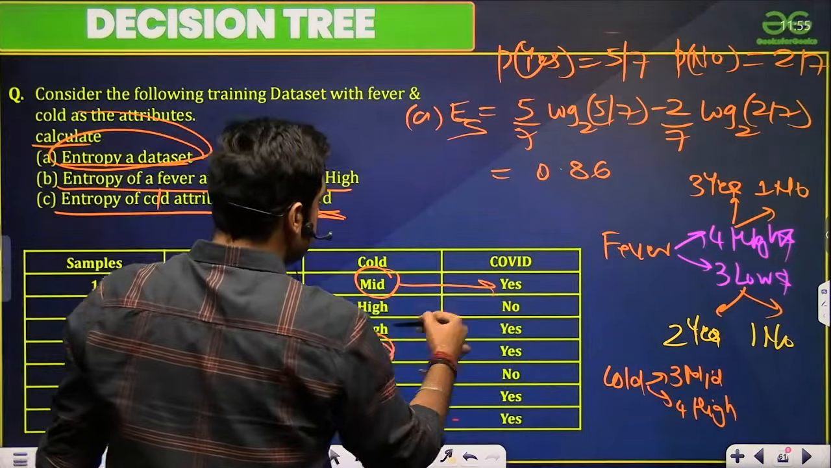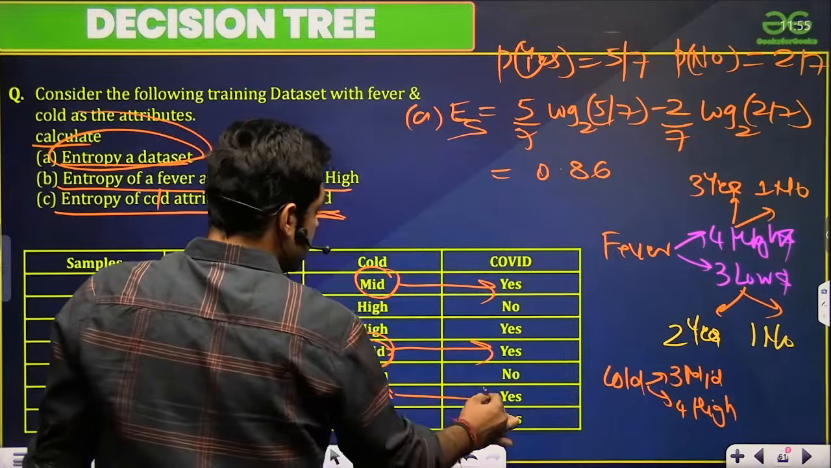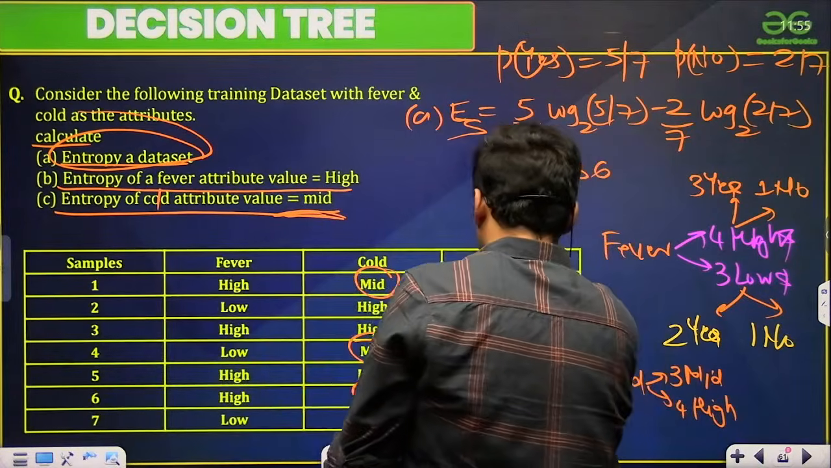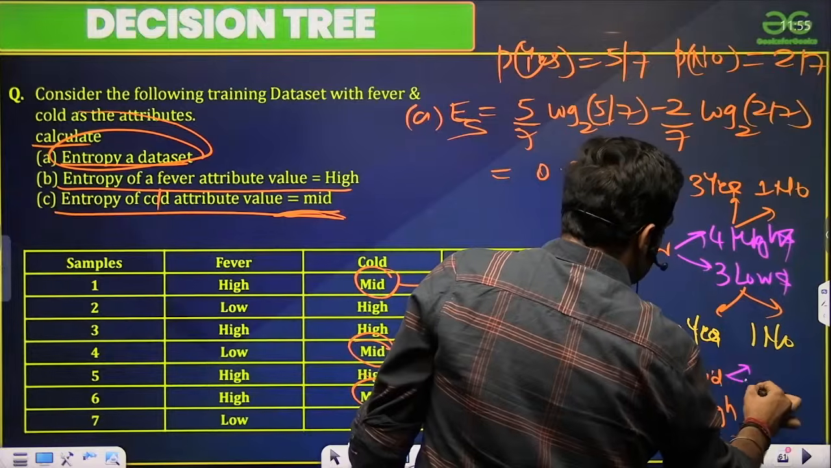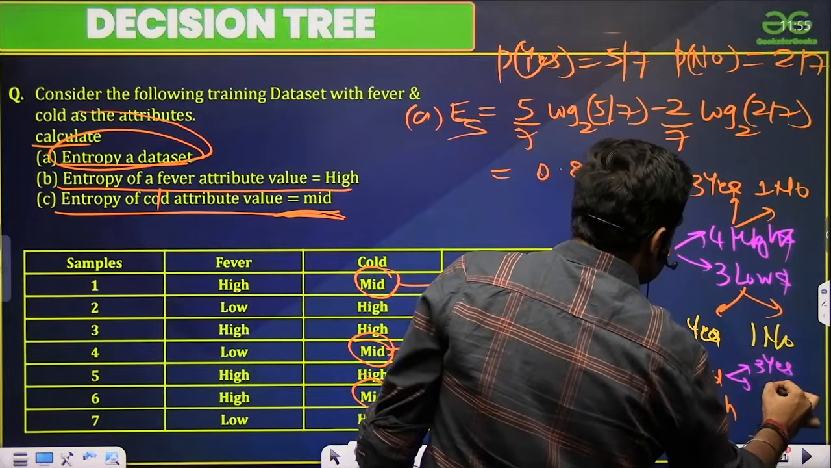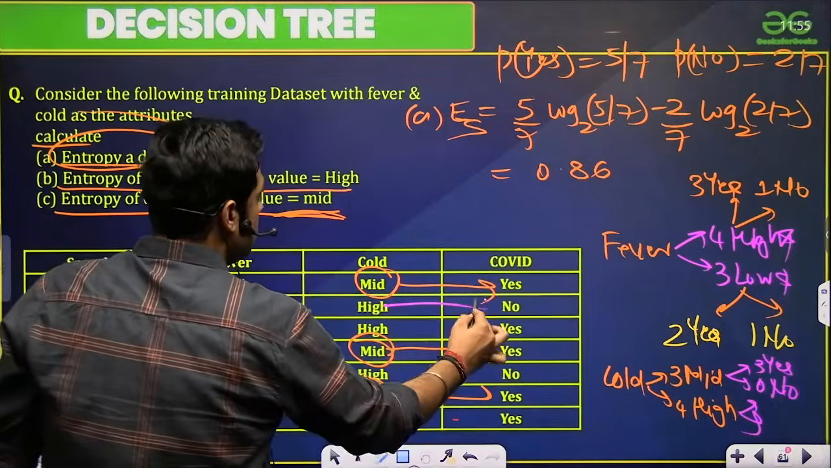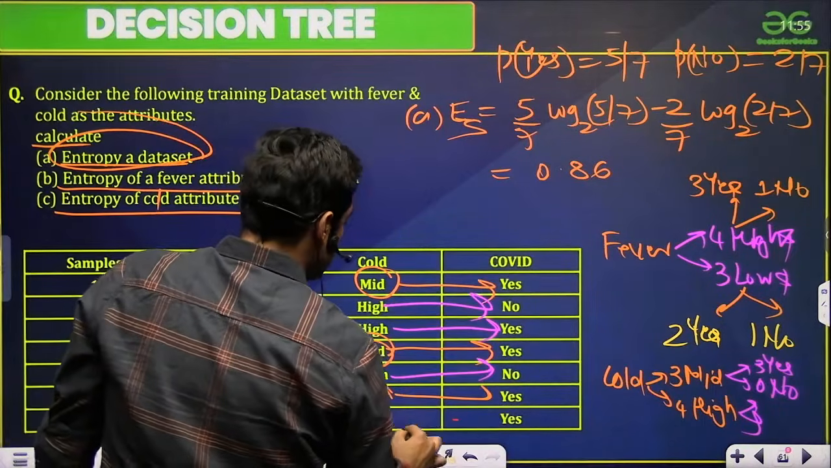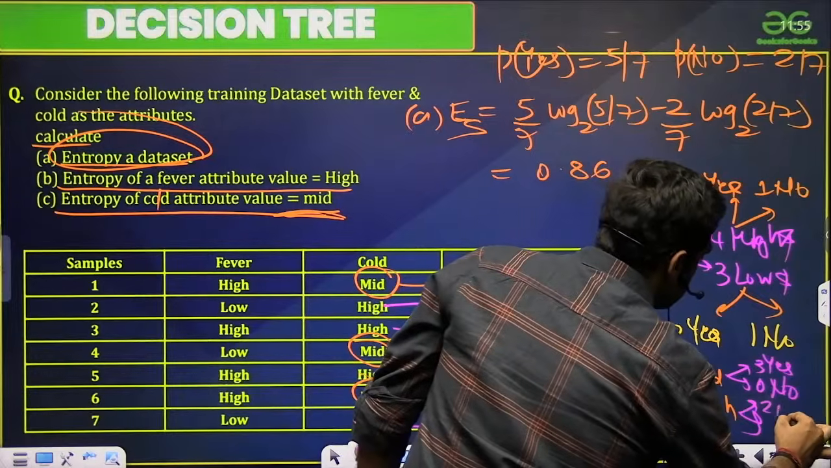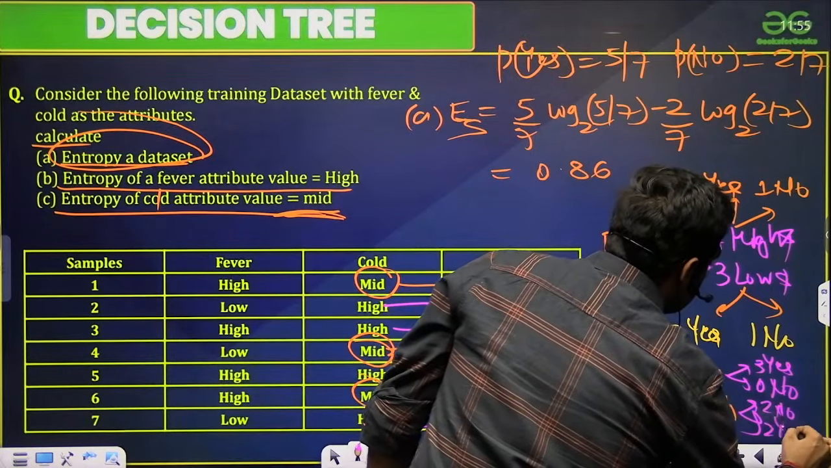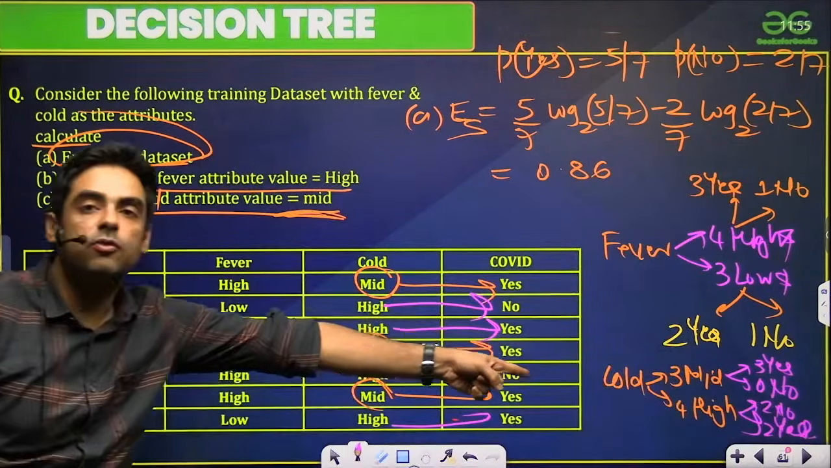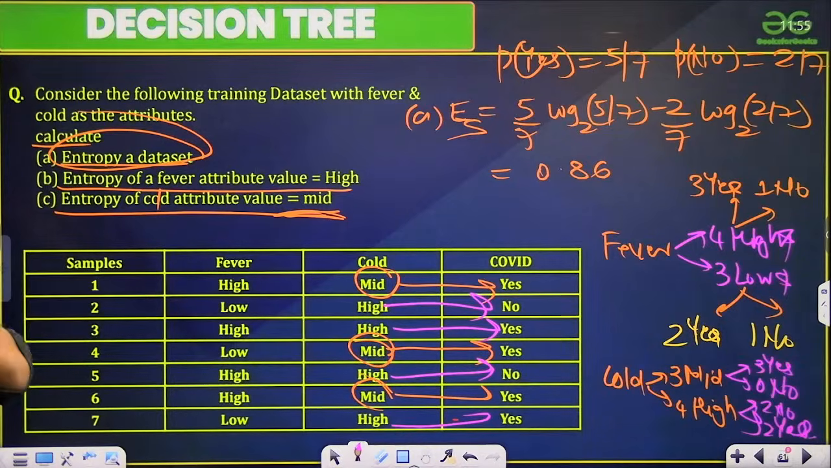Now for mid we have 3 yes and 0 no. And for high we have 2 no and 2 yes. That is for the feature cold.